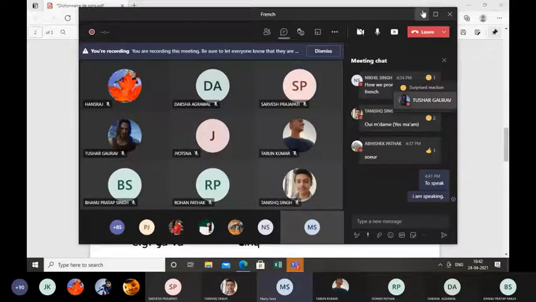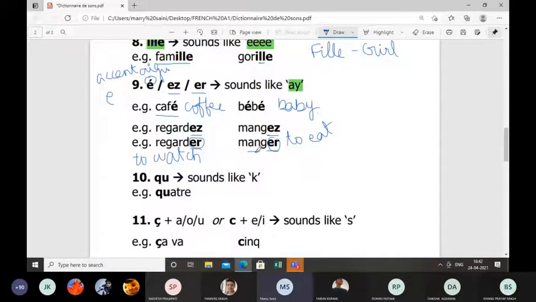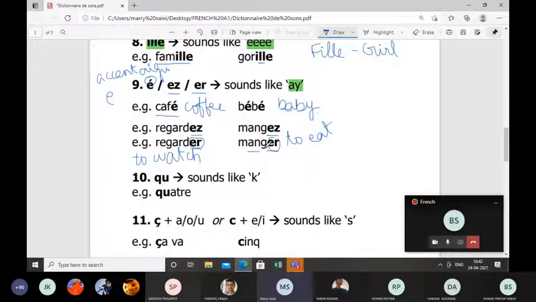Similarly, here manger is in full form. We have not conjugated this verb with any subject. But जब मैंने इसको EZ से end कर दिया, तो ये एक subject pronoun की conjugation है. We will be learning this in detail when we do the verbs. But there is a slight difference between these two.